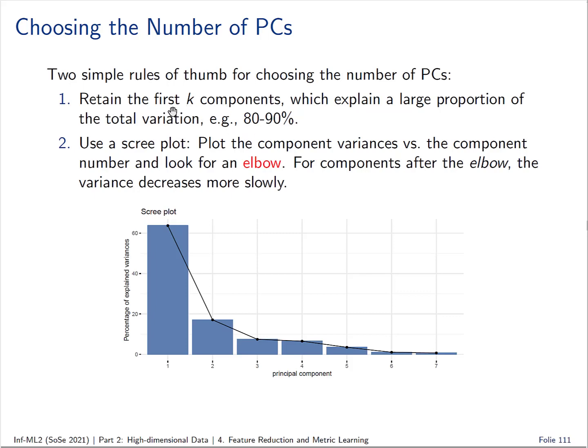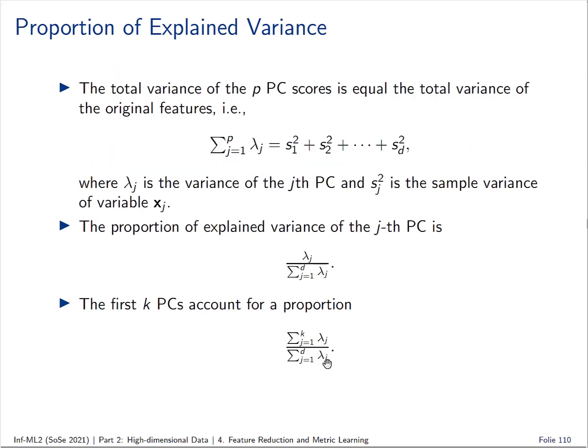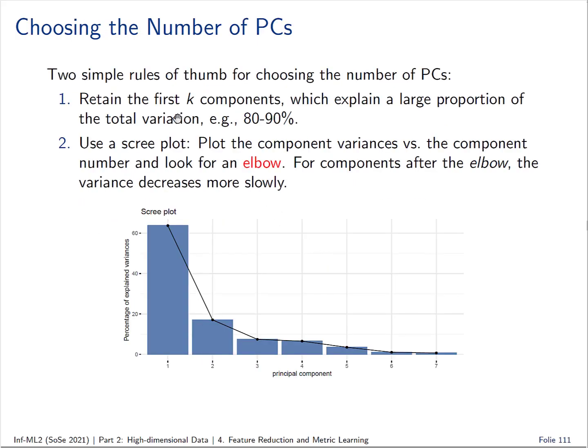So if we retain k components that explain already roughly 80 to 90% of the total variance, by this formula here, then that is typically enough. So we typically choose, as a first rule of thumb, the k components that already explain 80 to 90% of the total variance. That is typically enough.